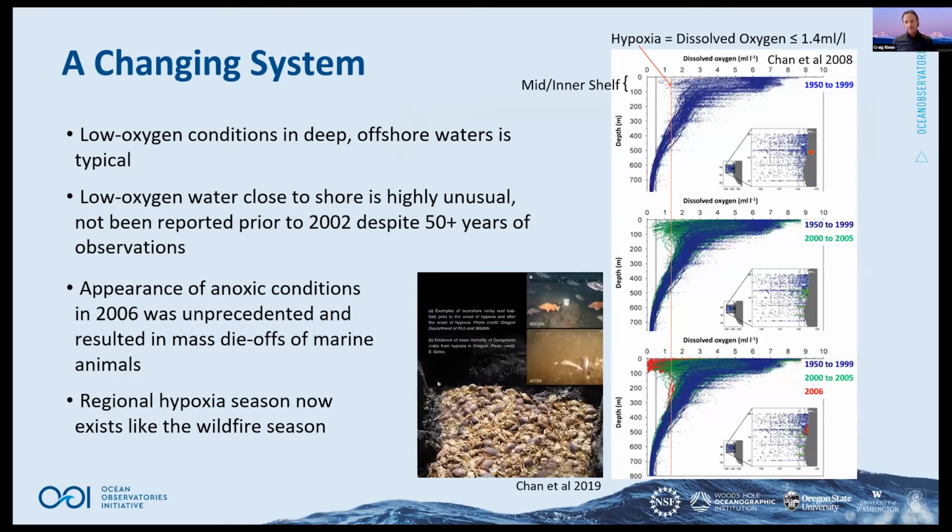The system is changing, and what I'm showing here is some data from a Chan et al. 2008 Science paper on the right-hand side. And what you can see are thousands and thousands of observations taken along the Oregon coast between 1950 and 1999 in blue here. And the red line here shows that hypoxic threshold.